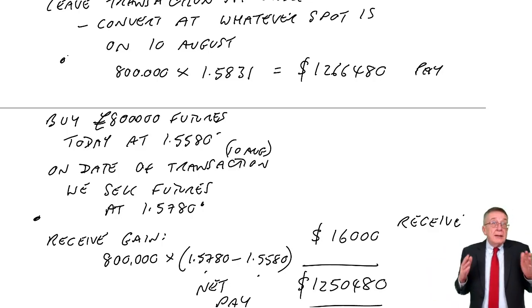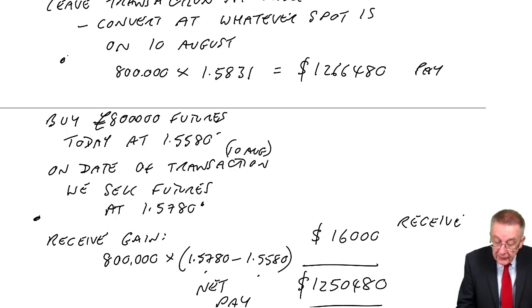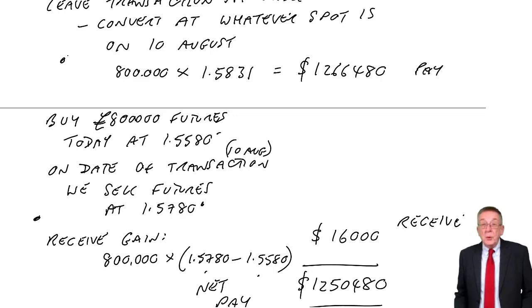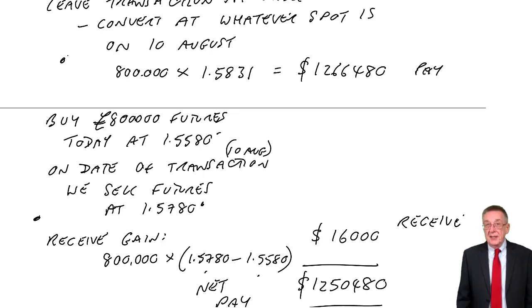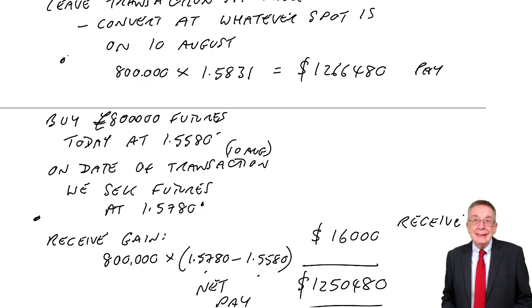And appreciate, I have said, but let me repeat. As of today, 12th of June, all we do is make a phone call. Buy £800,000 worth of futures. All right, we have to pay a deposit, and we'll get that deposit back at the end. But otherwise, that's it. It's a phone call.